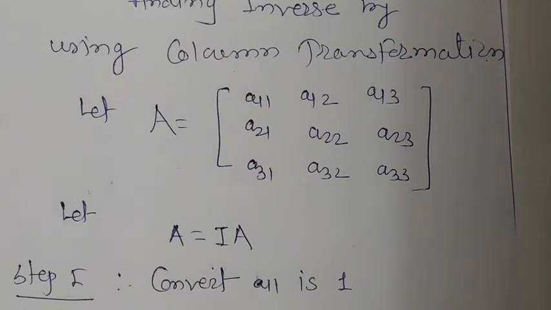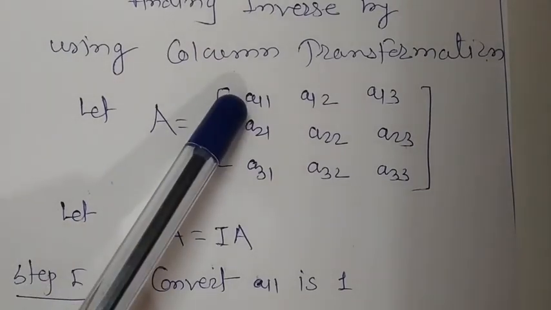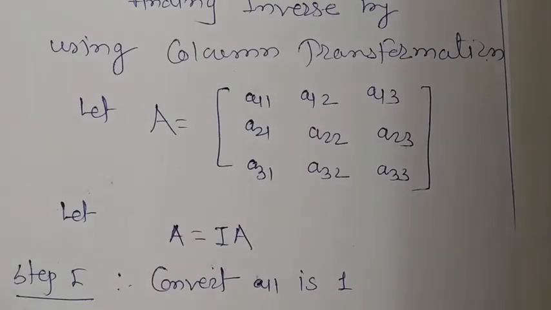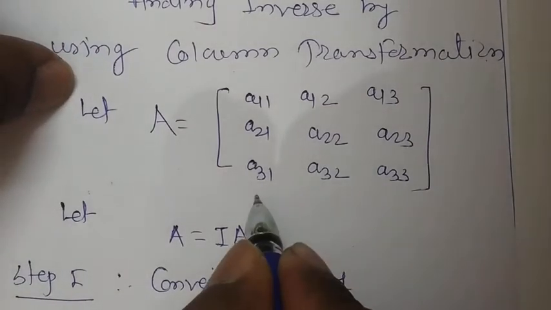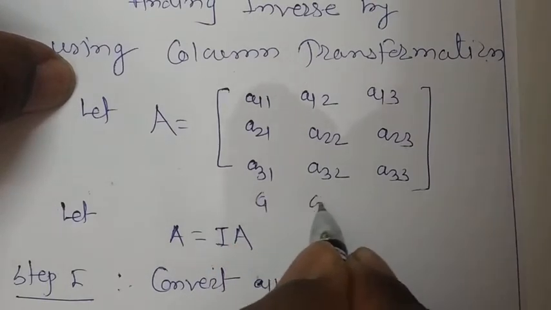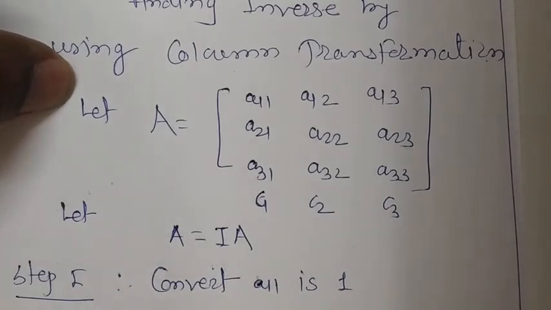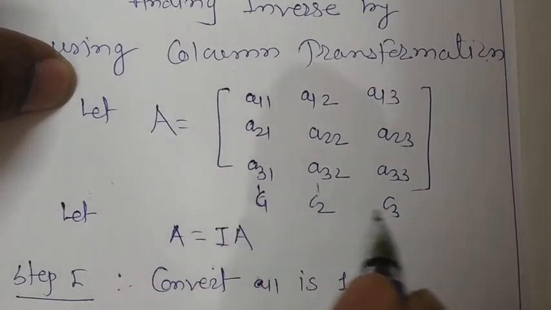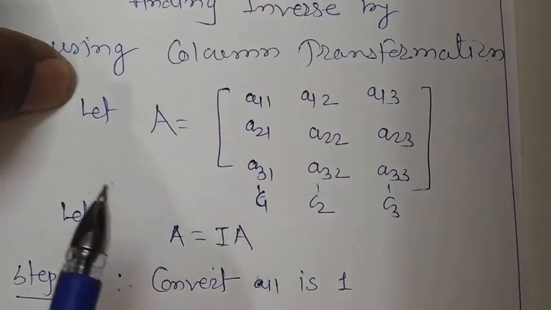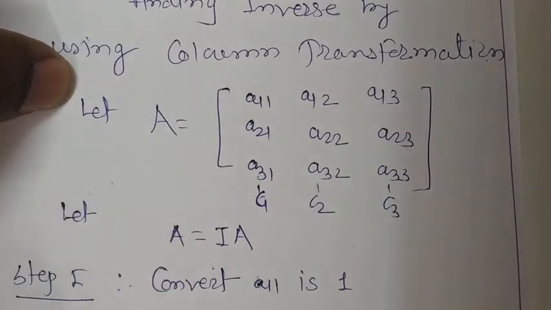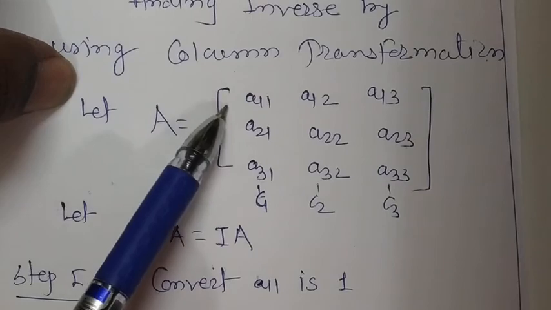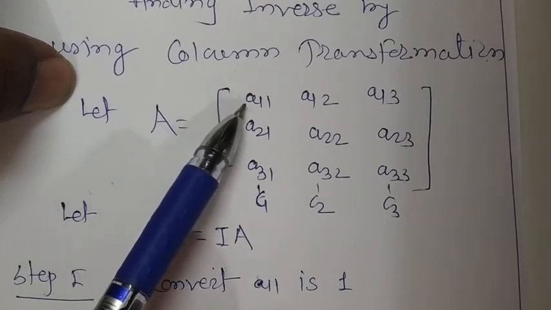Convert this A11 into 1. Now as in row transformation we made the rows 0, here for the column transformation, this is your C1, this is C2, and this is C3. These are the columns. So using column transformations, you must make the 0 in that row. First, A11 you have to convert to 1.